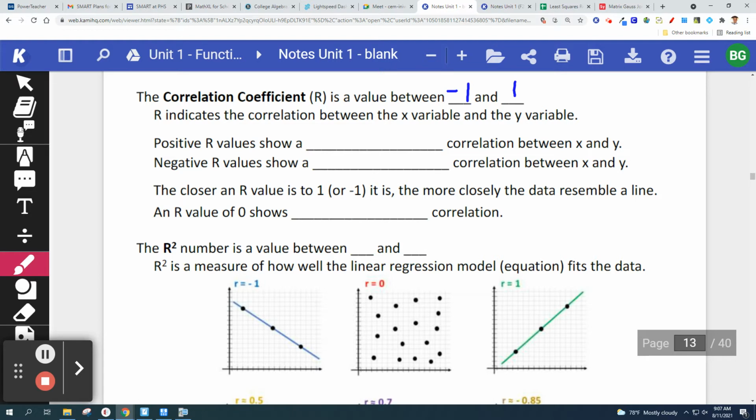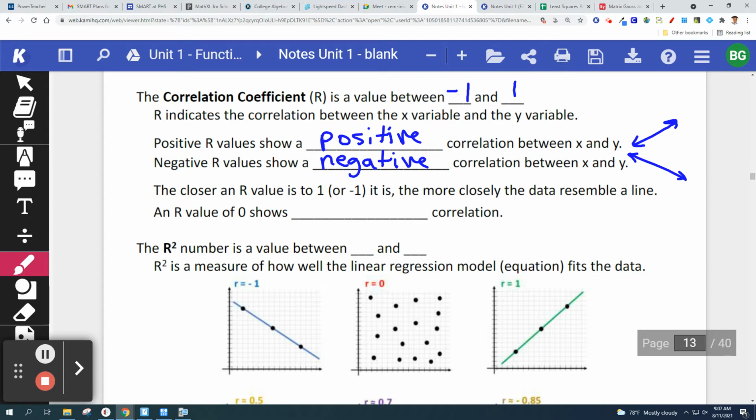R indicates the correlation between the x variable and the y variable. And you may remember this from algebra class, but positive R values show a positive correlation, and negative R values show a negative correlation between the two variables. It's kind of like slope. When you see a positive correlation, the line goes up. And when you see a negative correlation, the line goes down. But basically that means a positive correlation is when one goes up, the other one goes up. And a negative correlation is when one goes up, the other goes down.